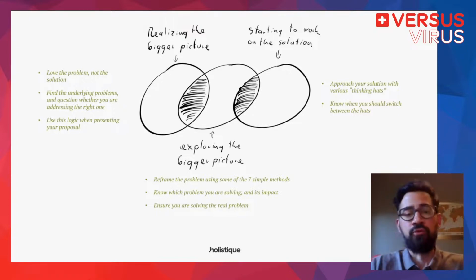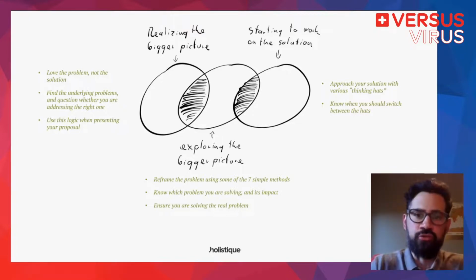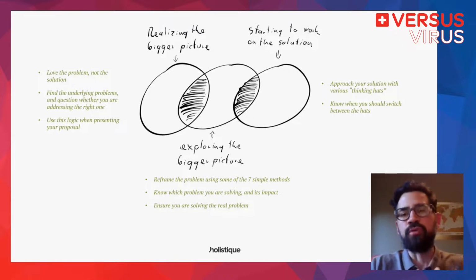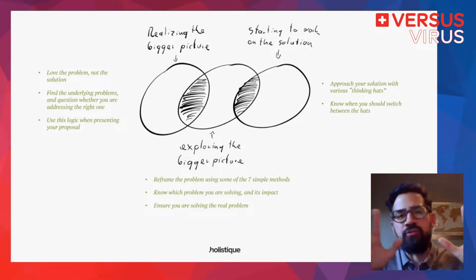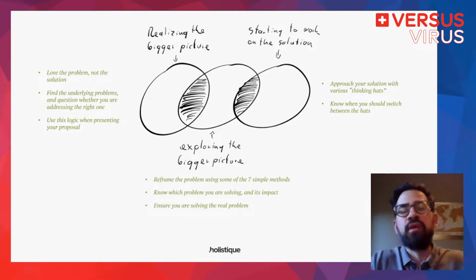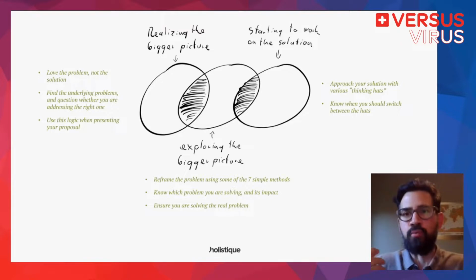And then last, when you're starting to work on the solution, approach solutions with different thinking hats. Instead of the group pulling apart because people are thinking in different ways, ensure that there's a cue, the thinking hats, that pulls the thinking together. And also, it's very important to know when to switch between these.